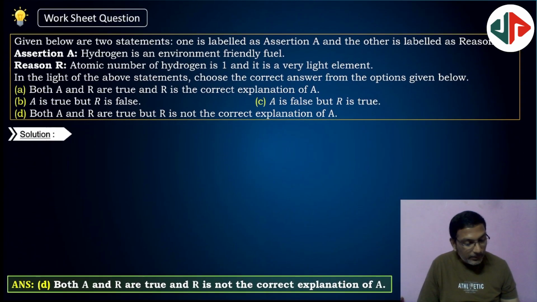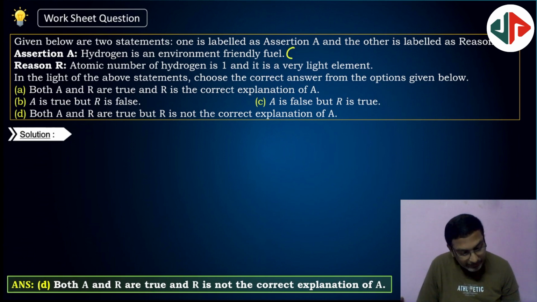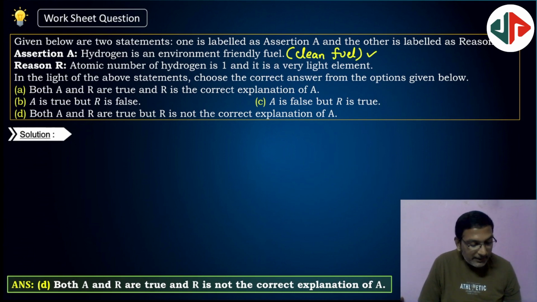Next. So assertion reason type. Hydrogen is friendly fuel. That means clean fuel. Right here. Clean fuel. So which is correct statement. Next. Atomic number of hydrogen is 1. It is very light element. So this is also correct. But here there is no relation between these two. So therefore A and R are true. R is not correct explanation. Therefore option D. Simple. Next question.